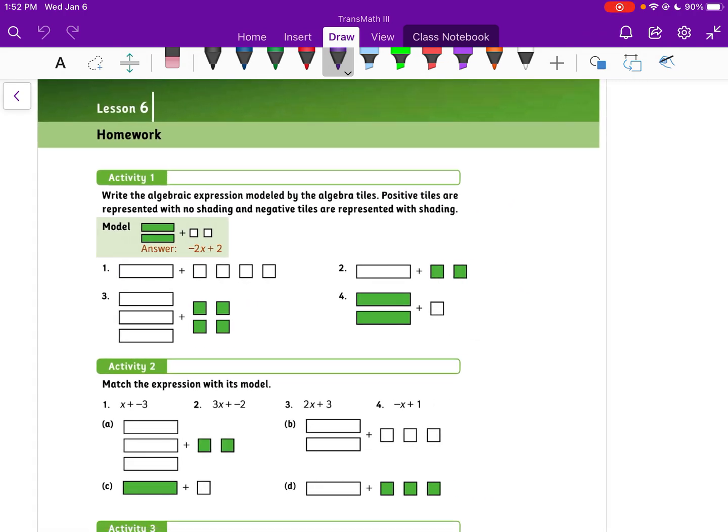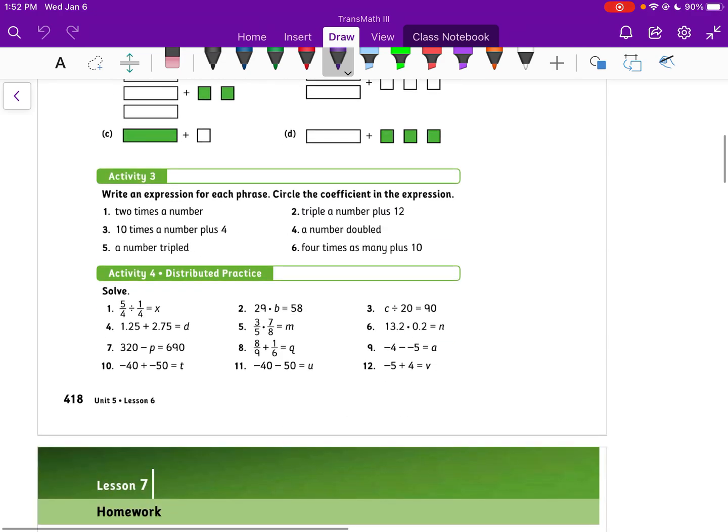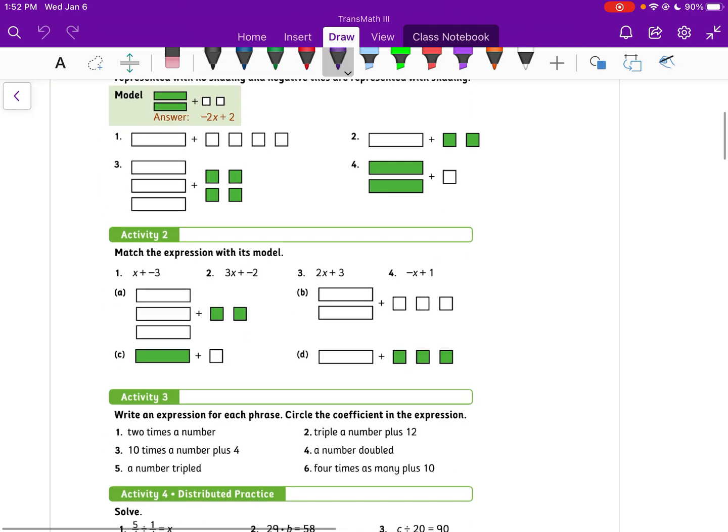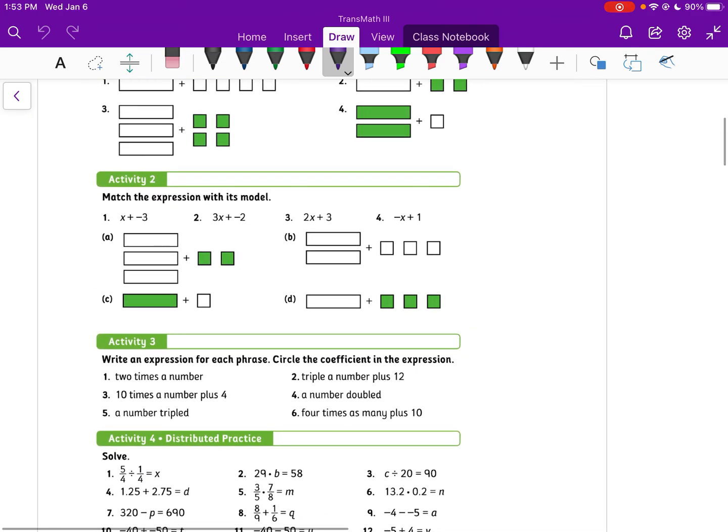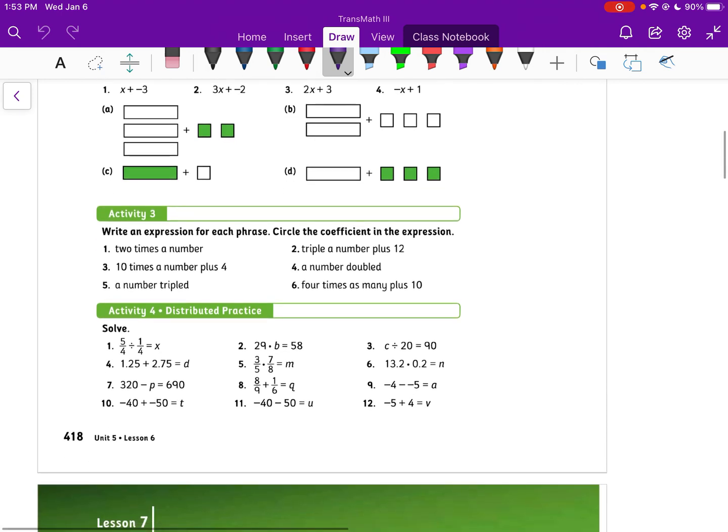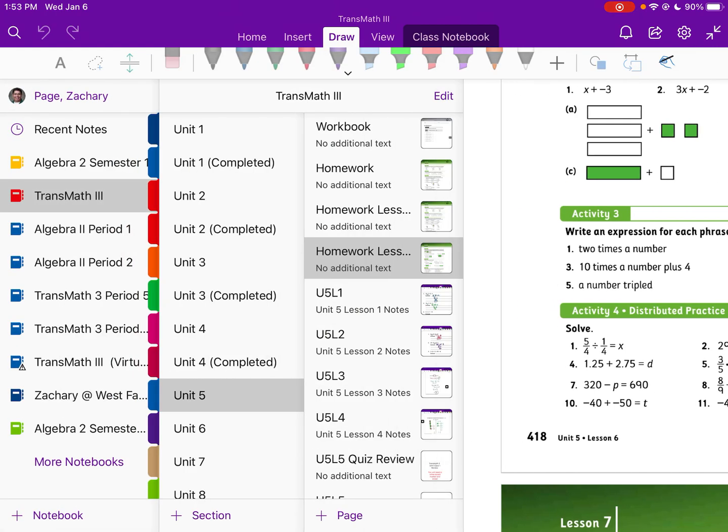Okay, so again, writing the expression with the algebra tiles that are given. In these cases, the white ones are positive. Okay, green in those cases are negative. Okay, activity 2, matching. Okay, A, B, C, D into 1, 2, 3, 4. Okay, activity 3, write the expression for those sentences. And then finally, your distributed practice for activity 4.